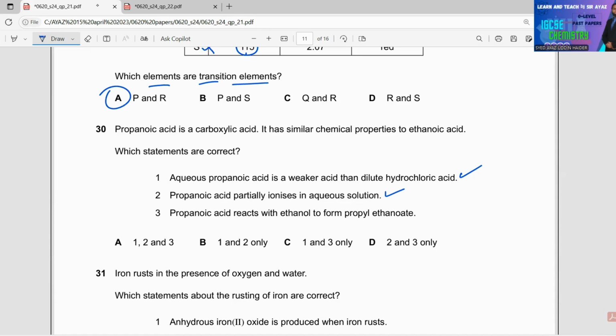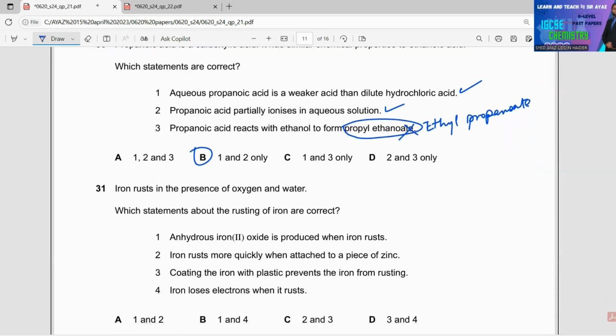3, propanoic acid reacts with ethanol to form propyl ethanoate. The propanoic acid will definitely react with ethanol, but it will not form propyl ethanoate. It will form ethyl propanoate. So this is an incorrect statement. Statements number 1 and 2 are correct. So B must be the right answer in this case.